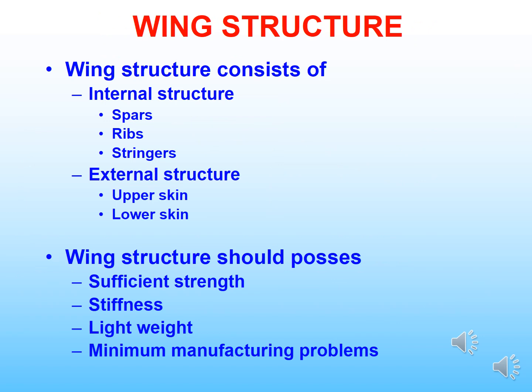Then the structure of wing. Wing structure consists of internal and external structures, and the internal structures constitute spars, ribs and stringers. The external surface constitutes the upper skin and lower skin. What the wing structure should provide to an aircraft: it provides sufficient strength and stiffness. It should be manufactured with minimum weight and minimum manufacturing problems.